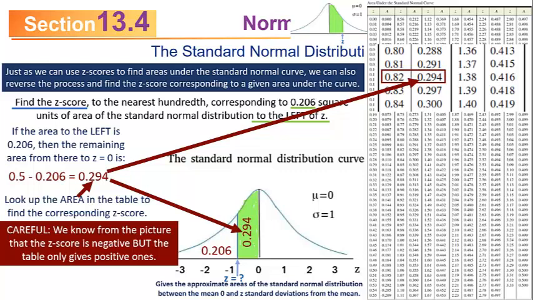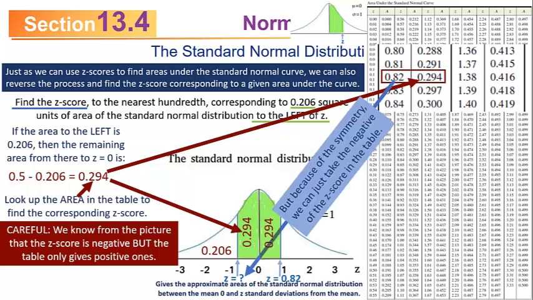We know that it can't be positive 0.82 because that would put it to the right of 0. Our symmetry, though, assures us that it's actually the same area, but it's to the left instead, so the z value has to be negative 0.82. We look up the positive, but we know we want the negative. So again, you have to just think this through. It's not difficult, but you have to remember what the table tells you and what you know from looking at the statement of the problem. So the corresponding z-score is z equal negative 0.82.